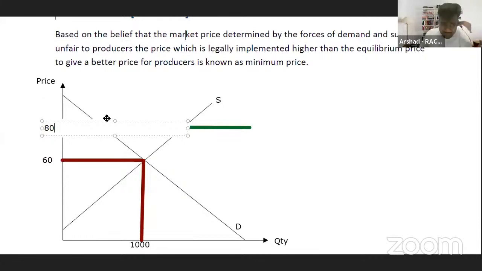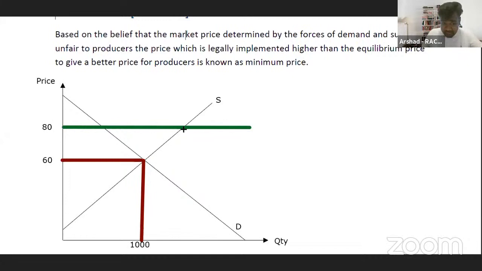In this context, guys, we'll go with our normal story. What happens to the supplier? Is the supplier happy now? Yes or no? Is the supplier happy? He gets 80 rupees. He got 60 earlier. Now they're giving him 80. He is happy. So when he is happy, what is he going to do for his quantity supplied? He's going to increase his quantity supply.